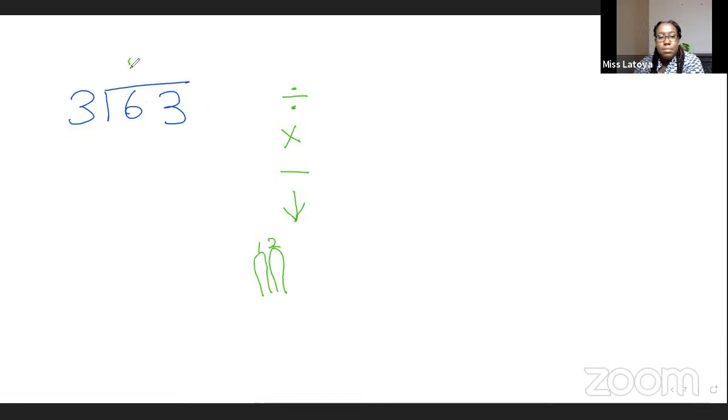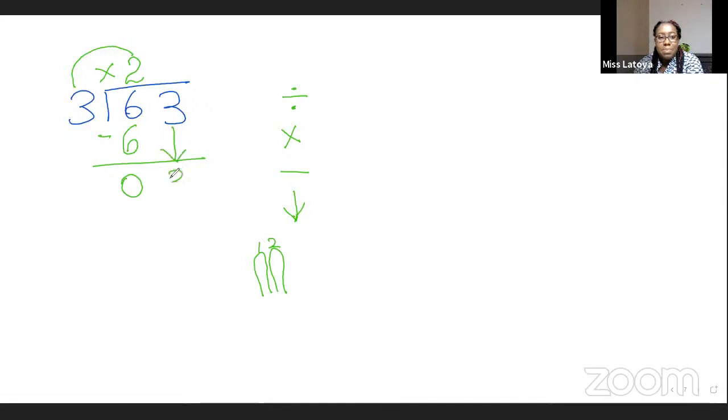I am going to write my 2 on top here. After writing my 2, what do I do next? I multiply. 3 2s are 6. What's the next step? We subtract. I am going to take away. Draw my line. 6 take away 6 is going to give me 0. My next step is to bring down. I am going to bring down my 3.